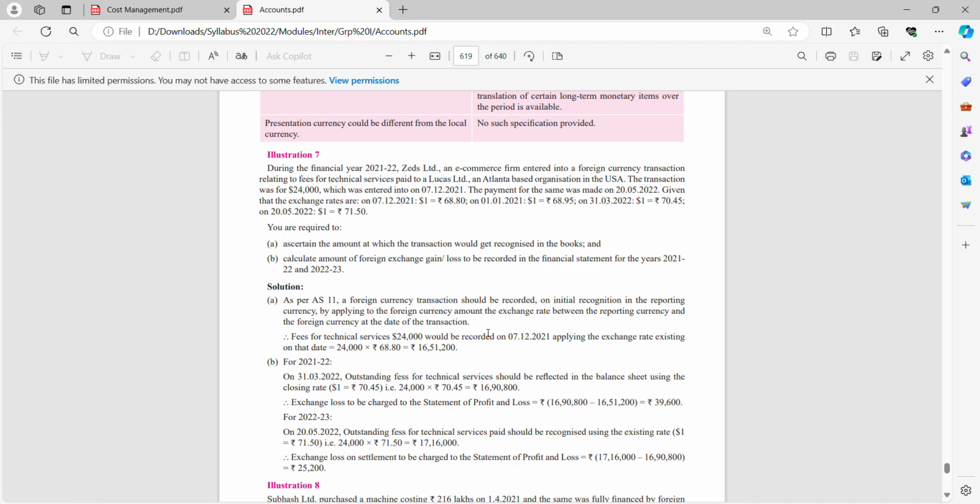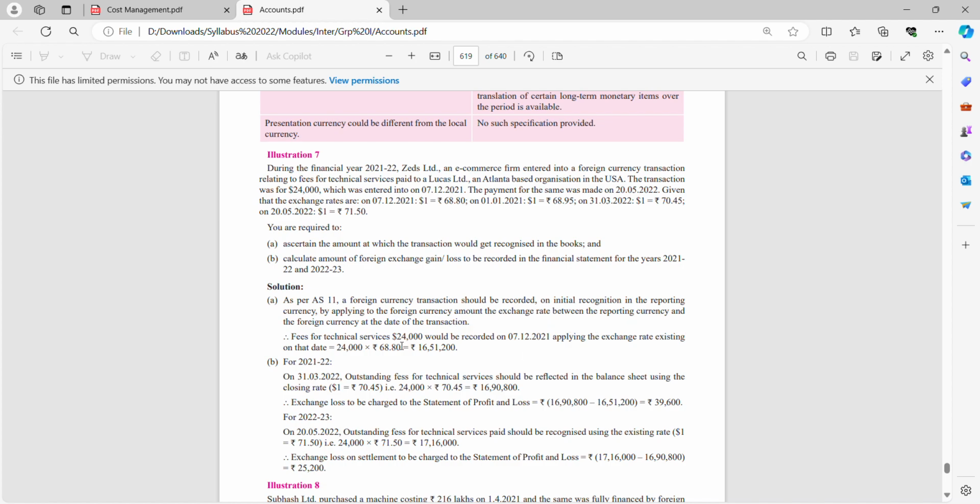They have given you exchange rates also. You are required to ascertain the amount at which the transaction would get recognized in the books and calculate the amount of foreign exchange gain or loss to be recorded in financial statements for the year 21-22. So it is easy. You have $24,000.